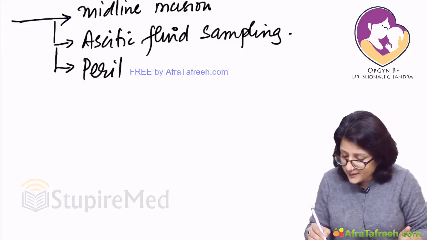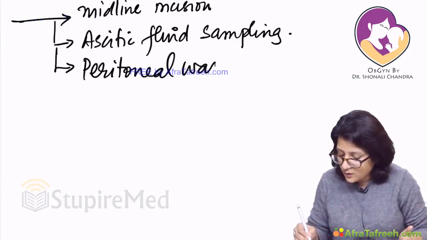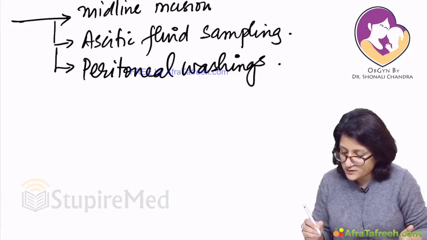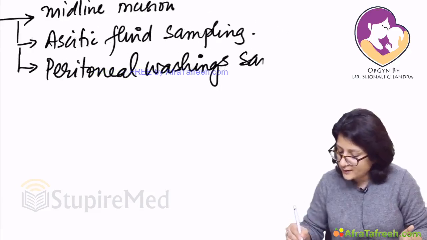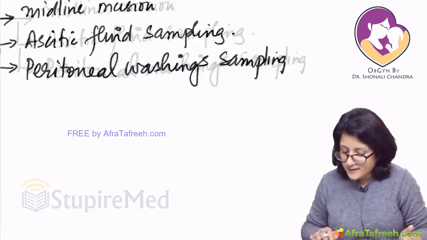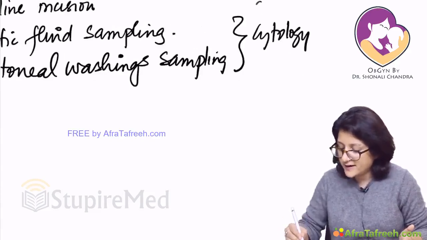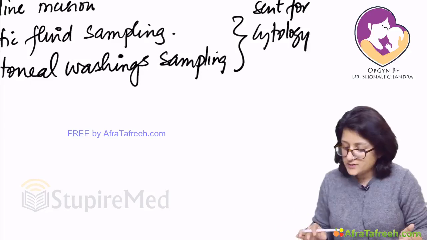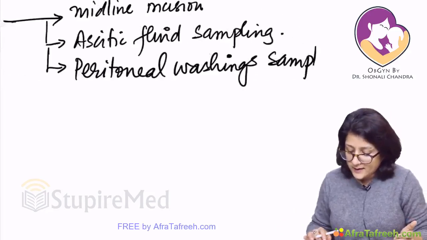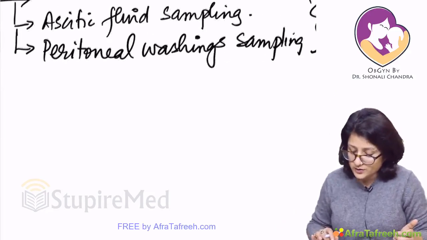So we take the peritoneal washings for sampling. These ascitic fluid and peritoneal washings will be sent for cytology. So this is what is done: the ascitic fluid sampling and the peritoneal washings.